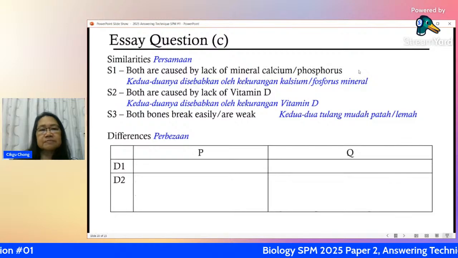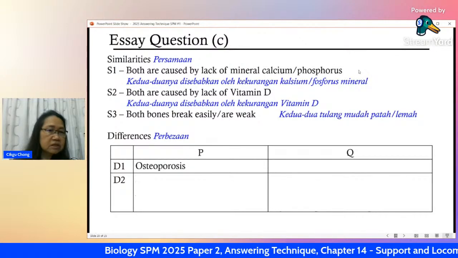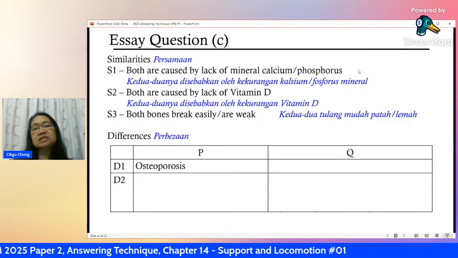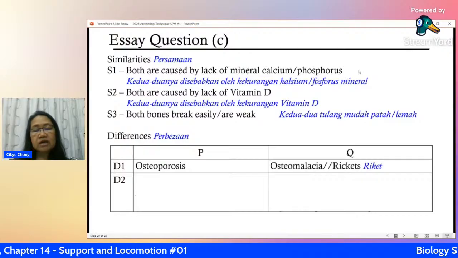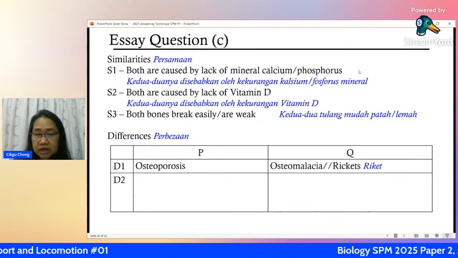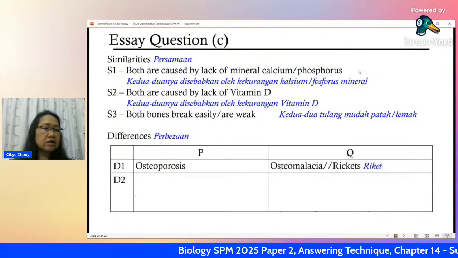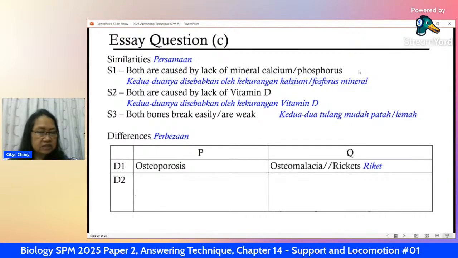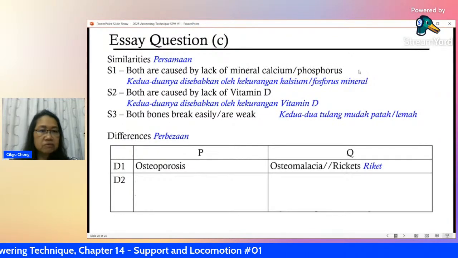Differences. Since the name is not given, you can give a name. So disease P is osteoporosis, while disease Q is osteomalacia or rickets. You can write in table form, no problem, or in sentences, but you must compare point by point. If you say P is osteoporosis, Q must be the name of the disease. Don't talk about other things. Otherwise, it's kosong, 0.